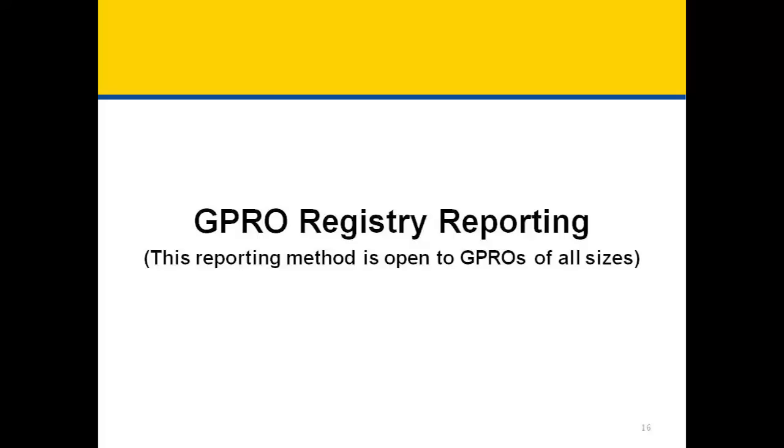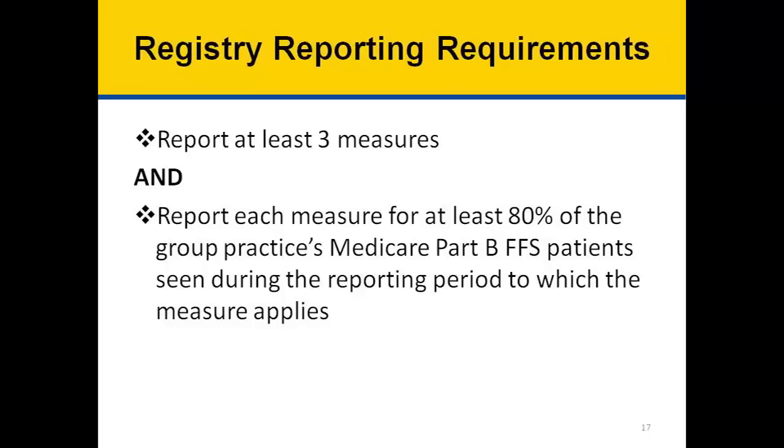GPRO Registry Reporting. This reporting method is open to GPROs of all sizes. For registry reporting, you must report at least 3 measures and report each measure for at least 80% of the group practice's Medicare Part B fee-for-service patients seen during the reporting period to which the measure applies.